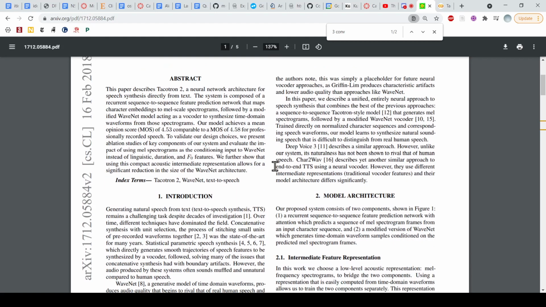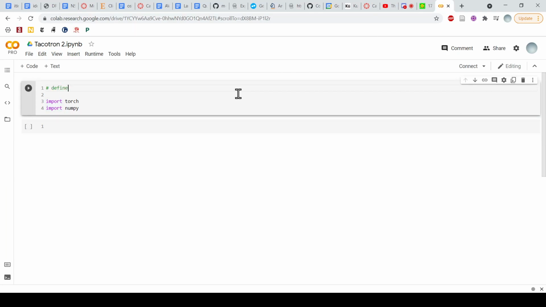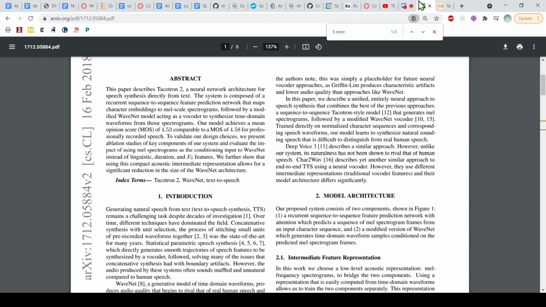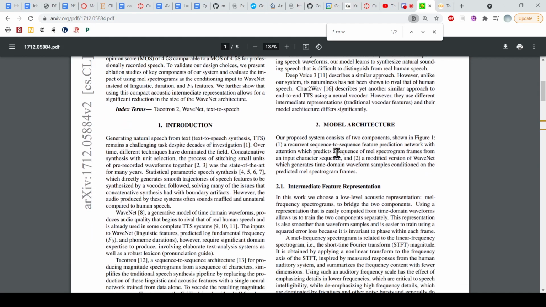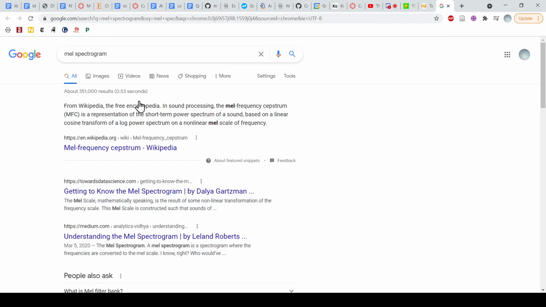Okay. So I guess the first step, outside of some imports, is to figure out just holistically what's going on. A modified version of WaveNet, which generates time domain waveform samples conditioned on the predicted MEL spectrogram frames. I want to know what a MEL spectrogram is. The MEL frequency cepstrum is a representation of the short-term power spectrum of a sound based on a linear cosine transform of a log power spectrum and a nonlinear MEL scale of frequency.